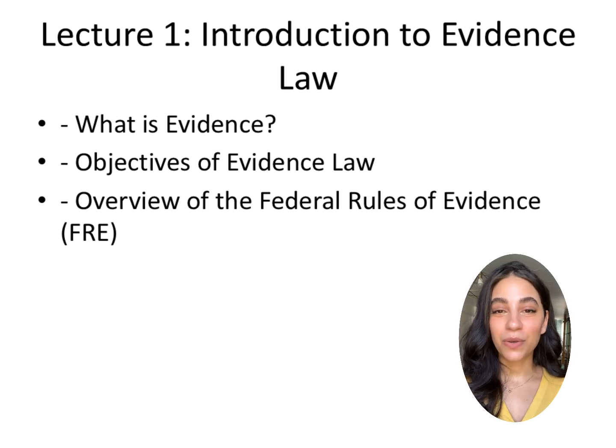Finally, let's touch on the Federal Rules of Evidence, or FRE. These are the guidelines that determine how evidence is handled in U.S. federal courts. Think of them as the rulebook for presenting and evaluating evidence. FRE is divided into 11 articles, each focusing on a specific aspect of evidence law. For example, Article 1 lays out general provisions, such as the purpose and scope of the rules.